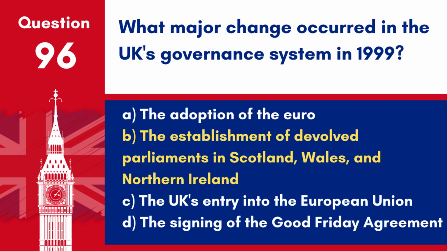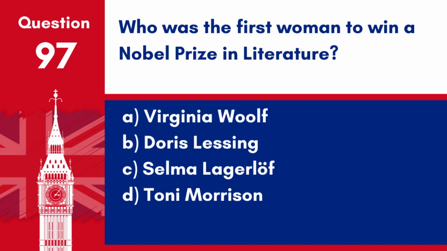Answer B. The establishment of devolved parliaments in Scotland, Wales, and Northern Ireland. In 1999, devolved legislative bodies were established in Scotland, Wales, and Northern Ireland, granting them autonomy over certain local matters. Question 97. Who was the first woman to win a Nobel Prize in Literature? A. Virginia Woolf. B. Doris Lessing. C. Selma Lagerlöf. D. Toni Morrison.